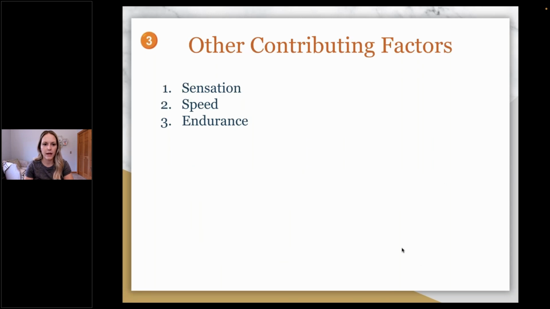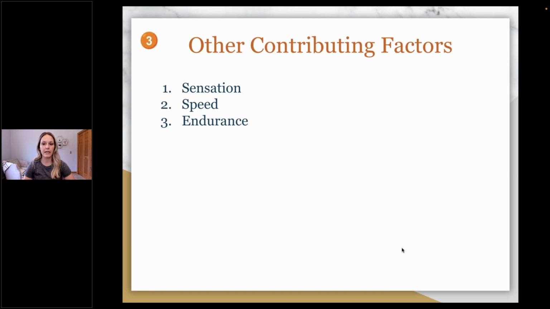Okay, so other contributing factors: sensation, as I mentioned before. If you can't feel your feet, then you're not going to be able to feel the ground. And if you can't feel the ground, your brain's not getting the messages it needs in order to help you walk. So feeling the ground is a really important component of being able to walk. I'll share something with you about that on the next slide.